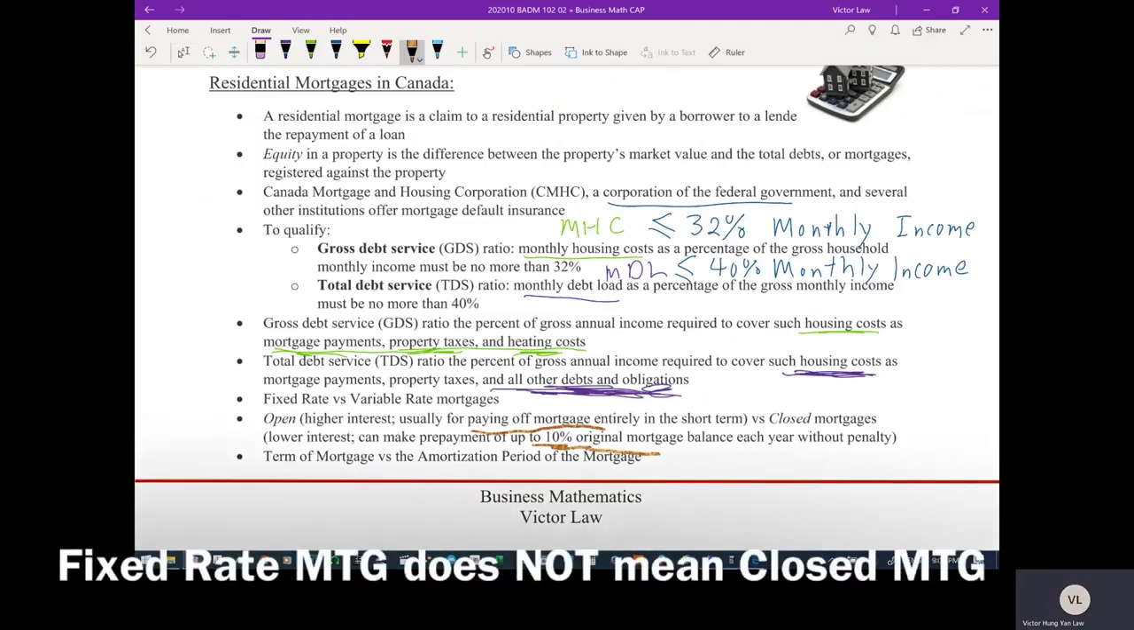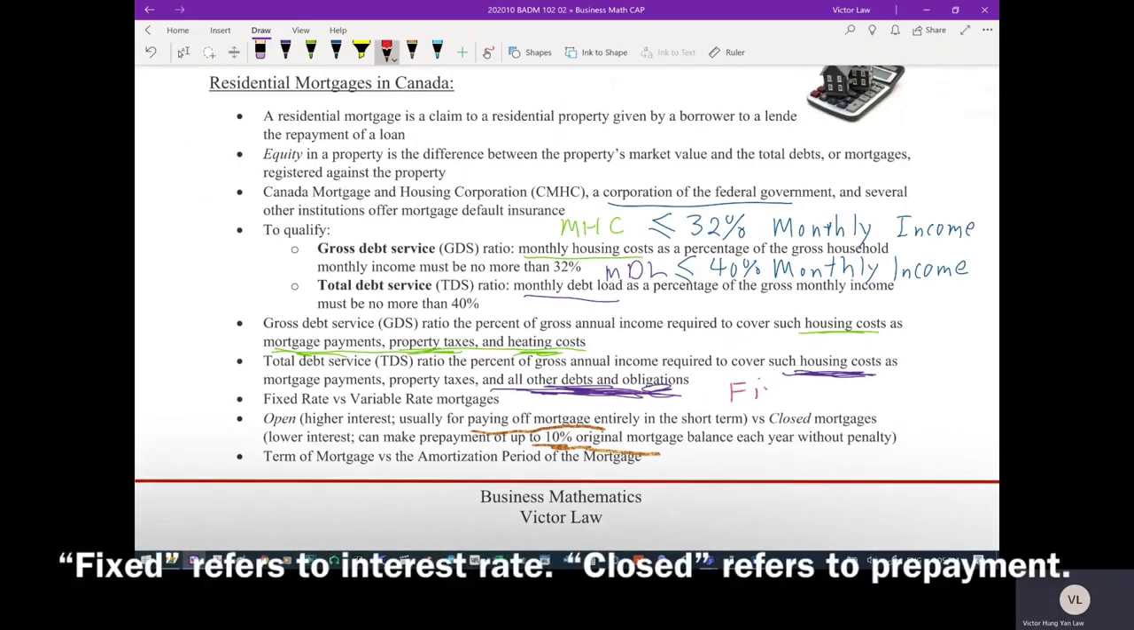Don't be confused by fixed and closed. Fixed does not equal closed. A fixed interest rate is referring to the interest rate; we're locking in the interest rate. It's different than a closed mortgage, so don't get confused by that. A closed mortgage just means that you can pay up to 10% of your mortgage balance. You can make a lump sum payment of up to 10% each year without any penalty. That's what closed means, and fixed is referring to fixing the interest rate. So they're two different things.